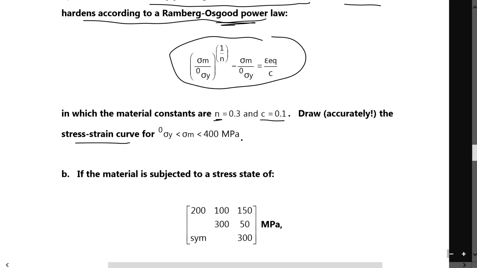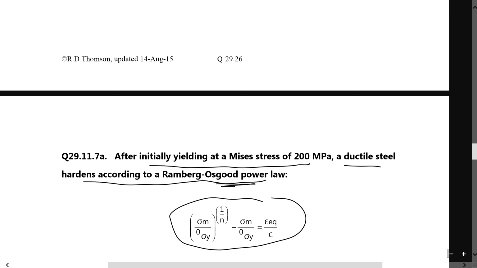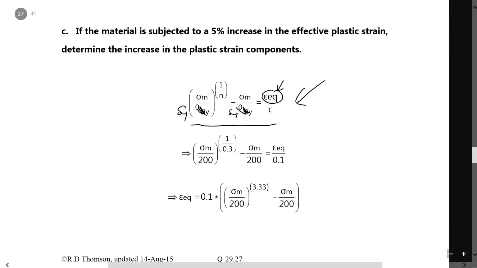And therefore, how do we start? The first thing is you just sub in your numbers into the equation of the Osgood law. So instead I will write this as the yield strength. This is also the yield strength of the material. This is your equivalent incremental strain, which you're very familiar with already. The yield strength itself is initially yielding at a Mises stress of 200 MPa. So therefore the yield stress is actually 200 MPa over here, and your n is 0.3, c is 0.1.